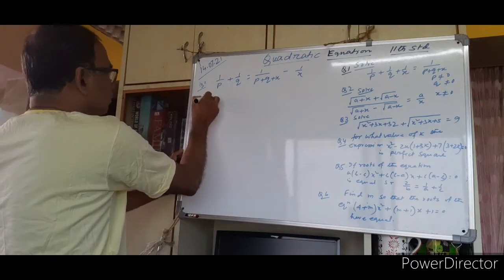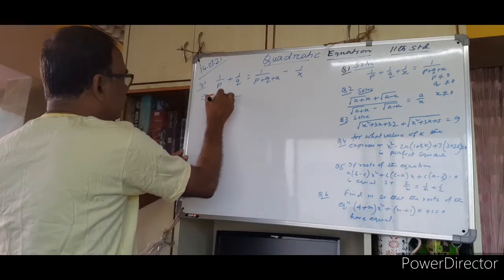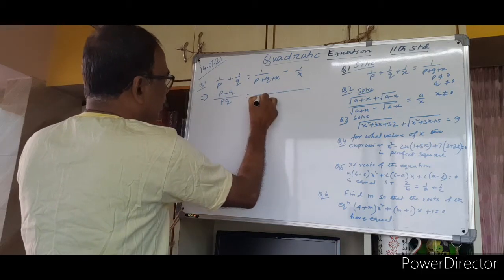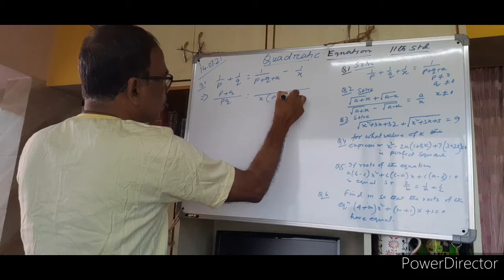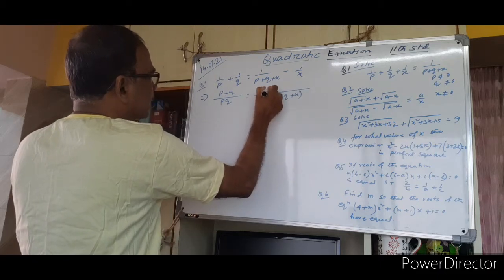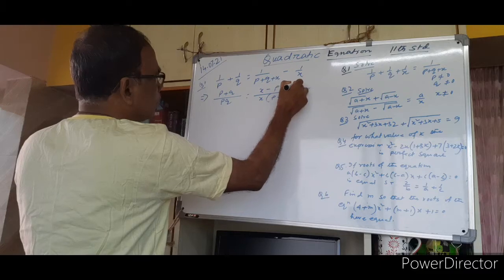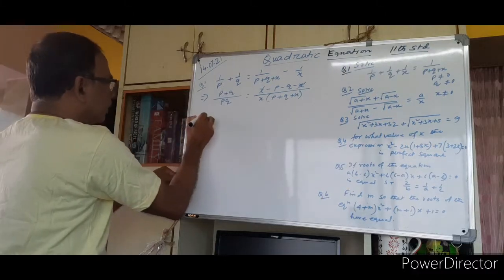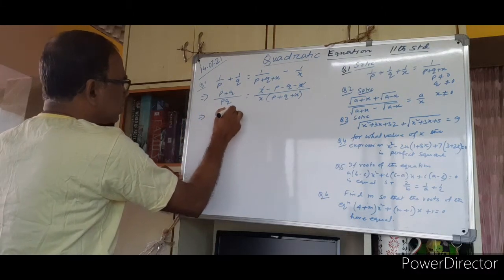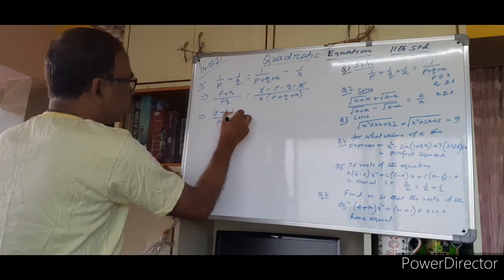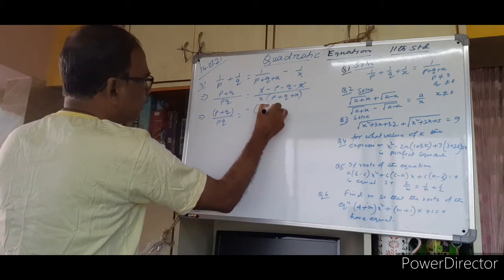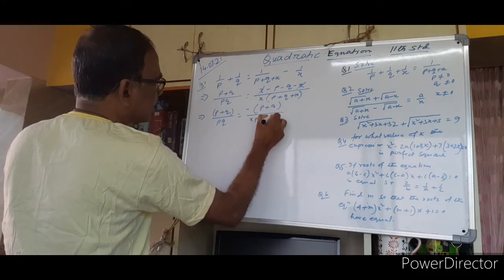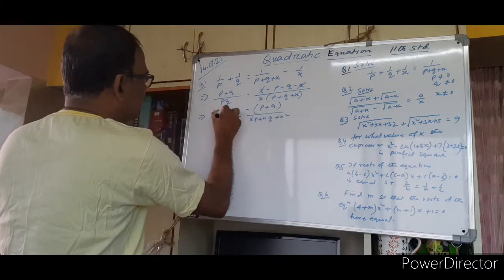Now, pq is the LCM. Here p plus q, arranging this, q plus p, p plus q. Here x into p plus q plus x minus p minus q minus x, plus x cancel. Then p plus q over pq equals minus, taking common, p plus q over xp plus xq plus x square. This and this cancel.